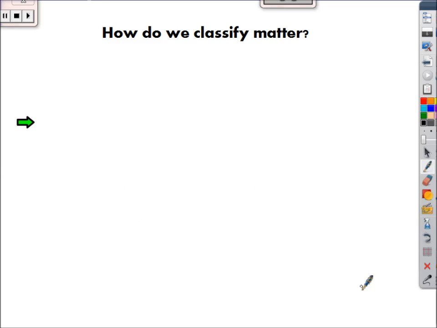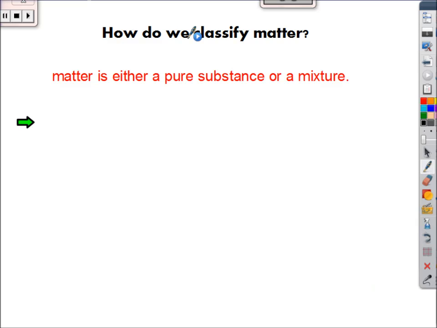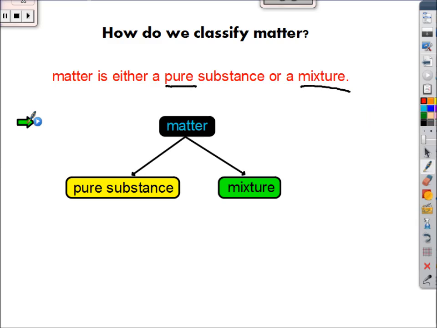So how do we classify matter? All matter is either a pure substance or a mixture. To show you in a graphic form, if it's matter, which means it has mass and volume, it's either a pure substance or a mixture. So anything that you can see, touch, or smell, anything that has mass and volume, is either a pure substance or a mixture.